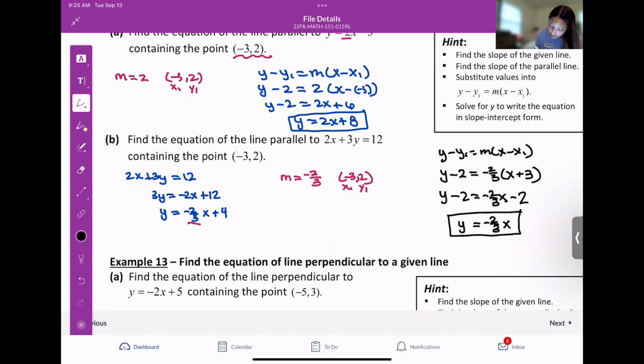Let me double check. So a quick little check here. If we plug in negative 3, y would be equal to negative 2 over 3 times negative 3. Yeah, that's right. That's positive 2. All right. Sorry, you guys. Had to double check to make sure I didn't make any typos on the problem. Okay. So we're saying that the equation that we found in the black box is parallel to the original equation we were given, 2x plus 3y equals 12. But the new line contains the point negative 3, 2.